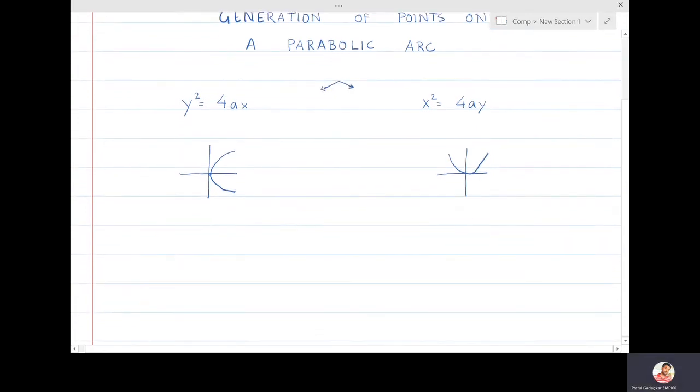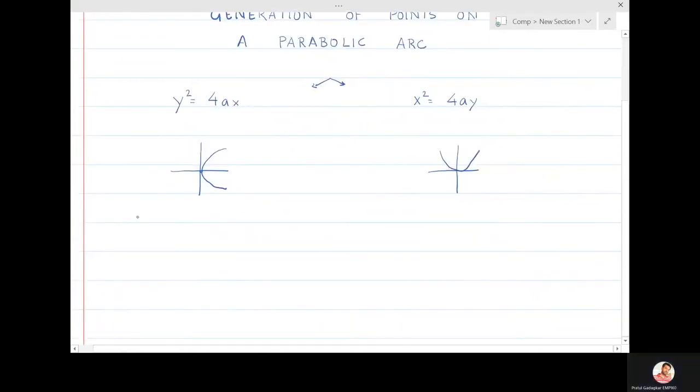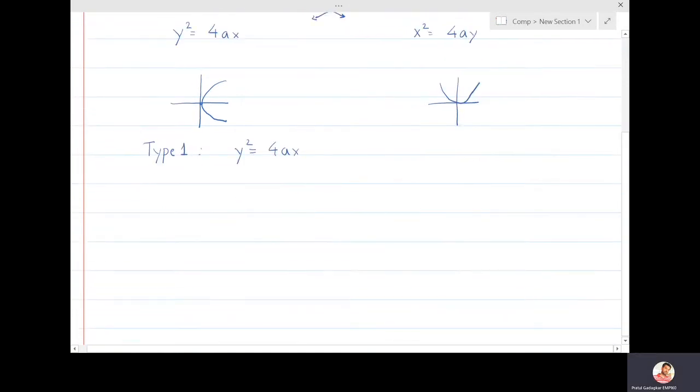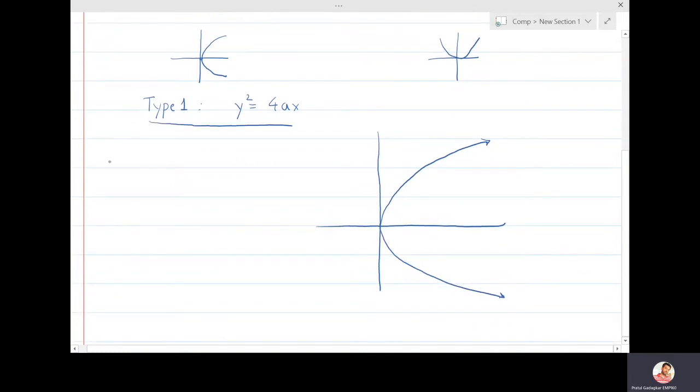So let us concentrate on the first type of parabola, that is y square equal to 4ax. Let me write type 1, which is the y square equal to 4ax type of parabola, symmetric about the x-axis. I will draw the parabola here. So this is somewhat the parabola. Now we know that for this type of parabola, the parametric equations are given by (x, y) equal to (a theta square, 2a theta), where theta is varying from 0 to infinity.